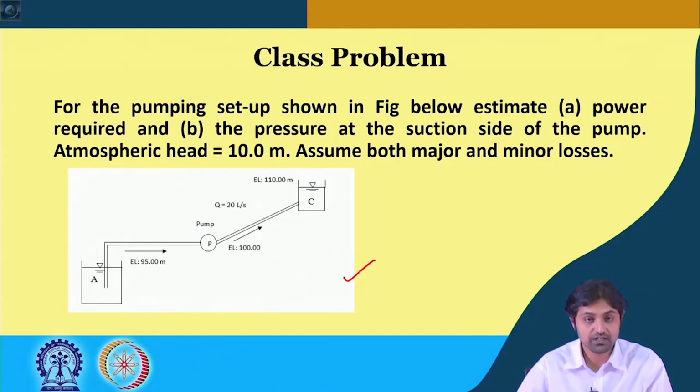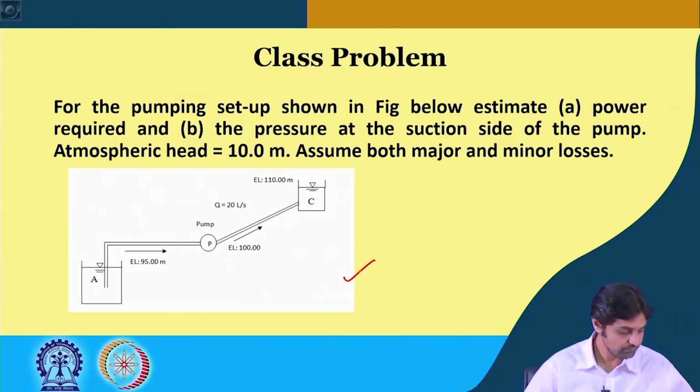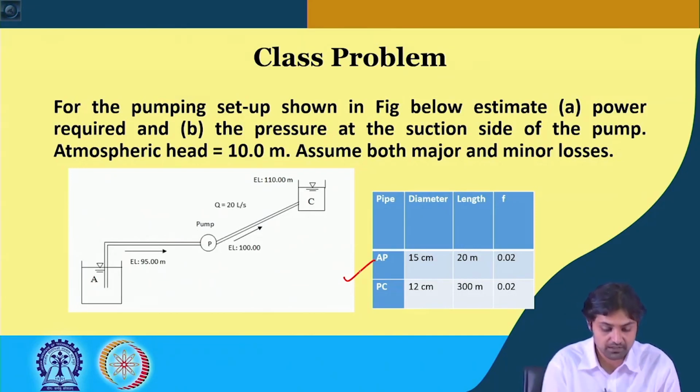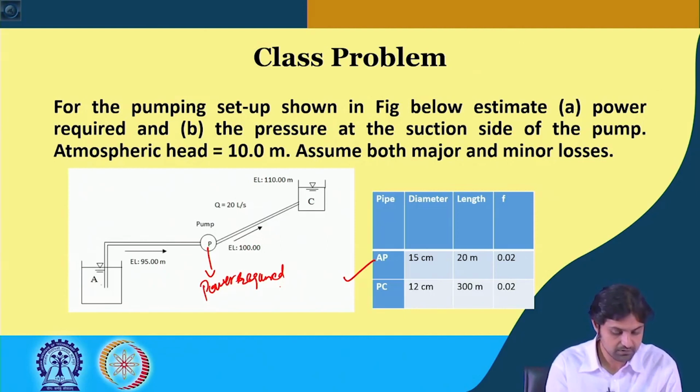We see that the atmospheric head here is 10 meters and we have to assume both the major and the minor losses. You see there are two pipes, and these things are given: the diameter of the pipe, the length, and the friction factor for each of these pipes. So, how do we solve this? We have to estimate the power required by this pump and the pressure required at the suction side of the pump.